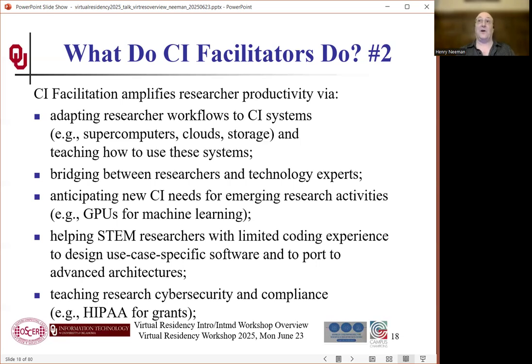For example, helping researchers have conversations with system-facing professionals like sysadmins and network engineers. Anticipating new cyberinfrastructure needs for emerging research activities. So I think a lot of us are dealing with the need for GPUs for machine learning, and that grows and grows and grows, essentially unbounded. Helping researchers who have limited coding experience design use case specific software and port it to advanced and large scale architectures. Teaching cybersecurity and compliance, like HIPAA for grant proposals and controlled unclassified information and things of this nature. And now the National Institute of Standards and Technology, NIST, in the federal government has released a draft standard for high performance computing security. So this is becoming increasingly important.